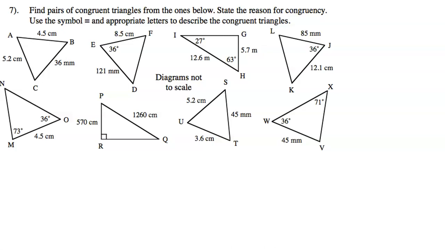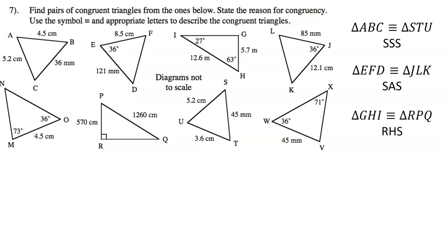Okay then, so this is what you should have. Note that sometimes we have to work out additional pieces of information. So for example, with this one and this one, I need to calculate that 63 and 27, they add up to 90. So therefore I know that this is a right angle.